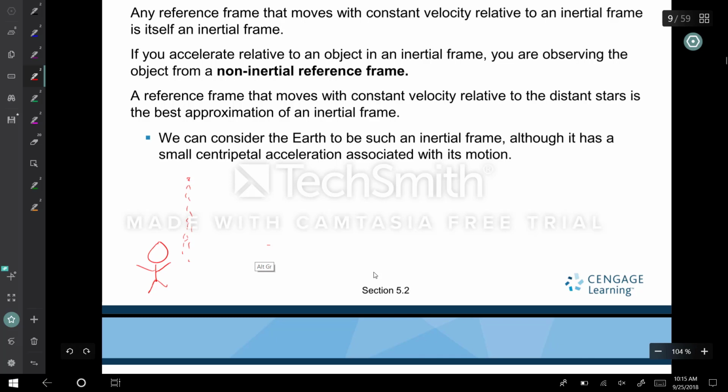But when I walk across the floor at a constant velocity, I see what I saw before. You see a parabola. I'm pretty happy with the physics. You're pretty happy with the physics. That's what it means to say inertial reference frames are equivalent.